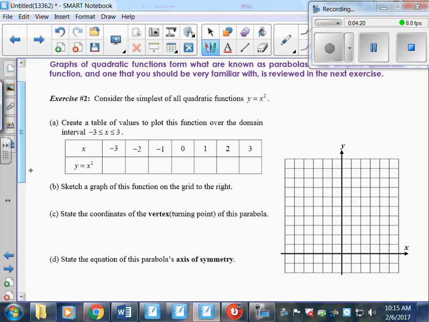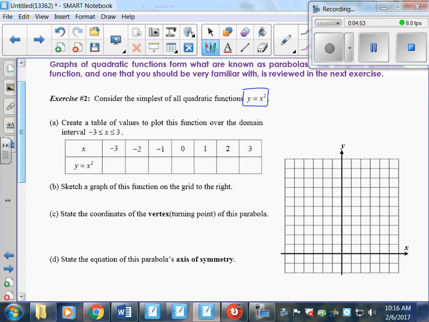So, graphs of quadratic functions form what is known as parabolas. The simplest quadratic function, the one that you should be very familiar with, is reviewed in this exercise. So, we're going to consider the simplest of all quadratic functions, which is called the parent function, y equals x squared, because all other parabolas kind of stem from that. So A says create a table of values to plot this function over the domain interval between -3 and +3.